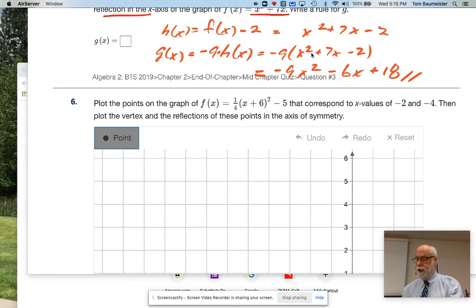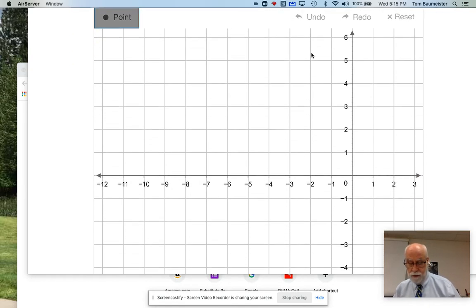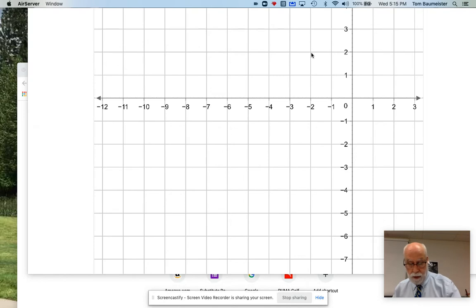All right, on number 6 here, I told you, again, I did one of them for you, and then I did the other one. So on this here, let's go ahead and look at where our vertex is going to be. So it's going to be the opposite of this one. So it's going to be negative 6, and it's going to be the same as that. So our vertex is at negative 6 and negative 5. So I go to negative 6 and I go down negative 5, and that's my vertex.